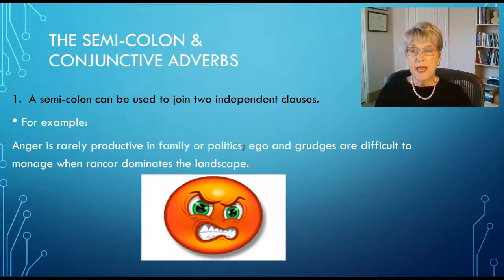For example, anger is rarely productive in family or politics; ego and grudges are difficult to manage when rancor dominates the landscape. So we have an independent clause here, another independent clause here, and how are they joined? With a semicolon. I've noticed in much of my student writing, they put a comma between two independent clauses, which we don't want, because that creates comma splices. We want to use the semicolon. When we do that to join those two independent clauses, we create a beautiful, grammatically correct sentence.